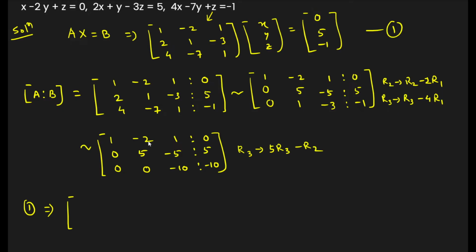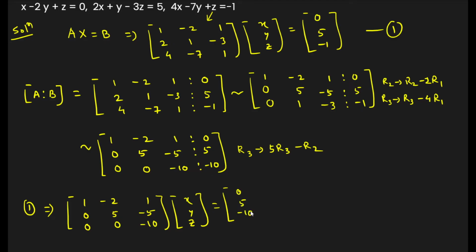In place of A, we'll take this part. These are the new values of A: 1, minus 2, 1, 0, 5, minus 5, and 0, 0, minus 10. So this is our A. Then capital X means x, y, z, it will remain the same. And on the right hand side we have B. Actually this was B: 0, 5, and 1, but the new values of B are 0, 5, and minus 10.